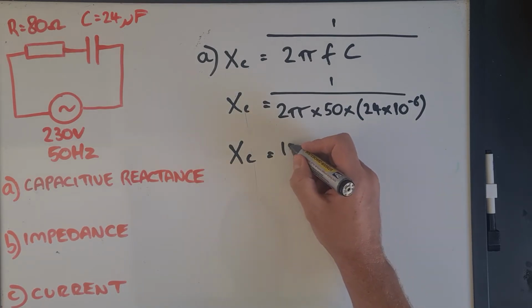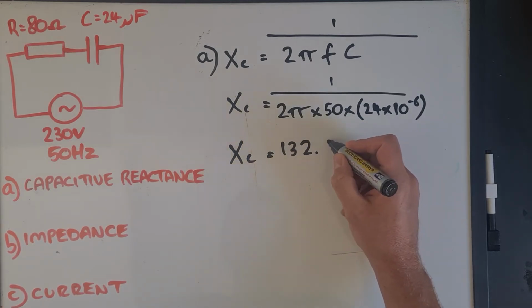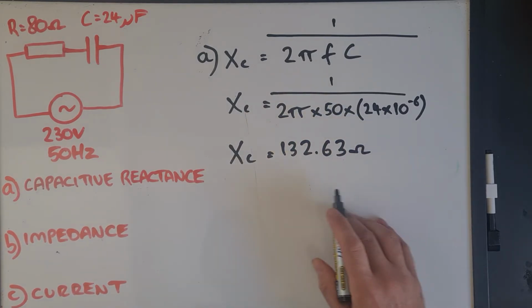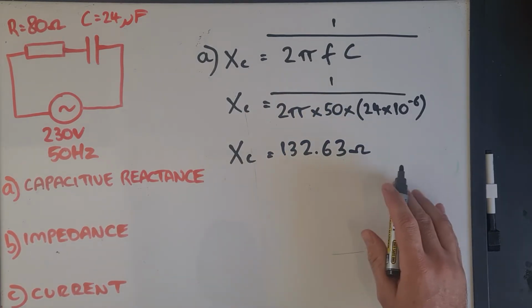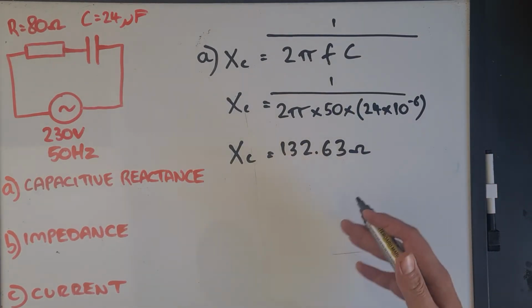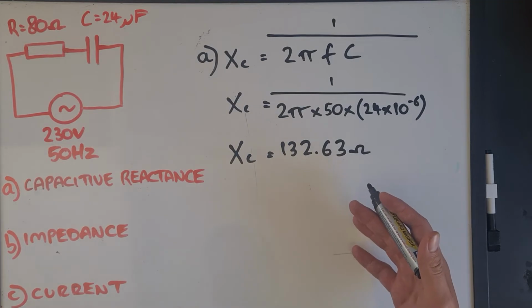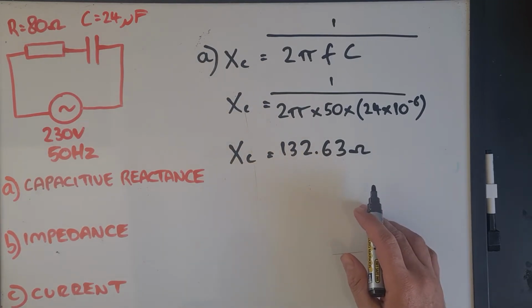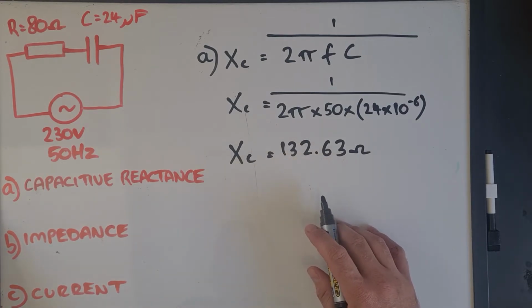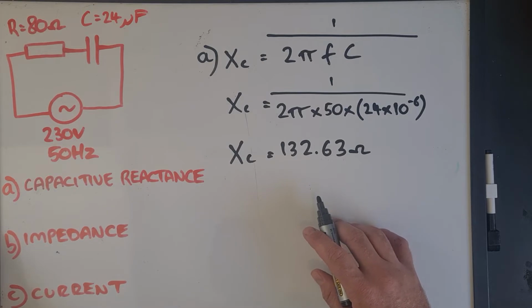If we put those into the calculator, we get a capacitive reactance of 132.63 ohms. Just a couple of things there. I've rounded that number for the sake of this exercise, which is okay, but keep in mind that the more times you round numbers along the way, the less accurate your answer might be at the end. Also, always include the unit there, which will help you if you're referring to this later on.